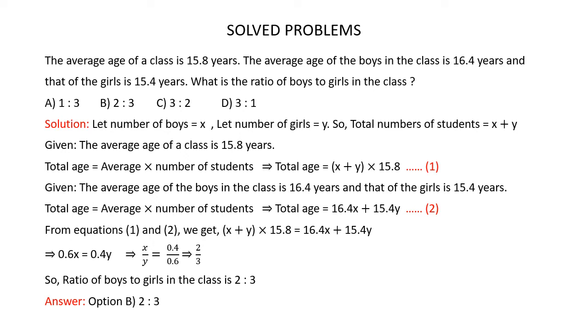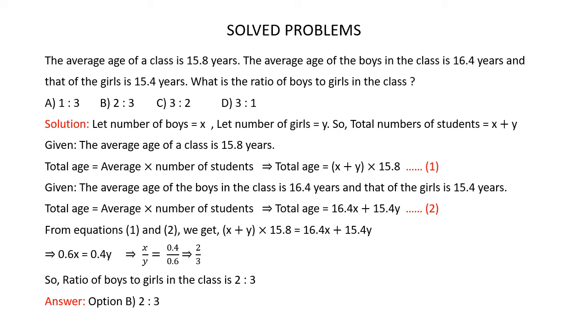Now the average age of the girls is 15.4 years and the number of girls is y. So the total age of the girls is 15.4y. Now the total age of the class is 16.4x plus 15.4y, which is equation 2. Now from 1 and 2 we get x plus y multiplied by 15.8 is equal to 16.4x plus 15.4y.